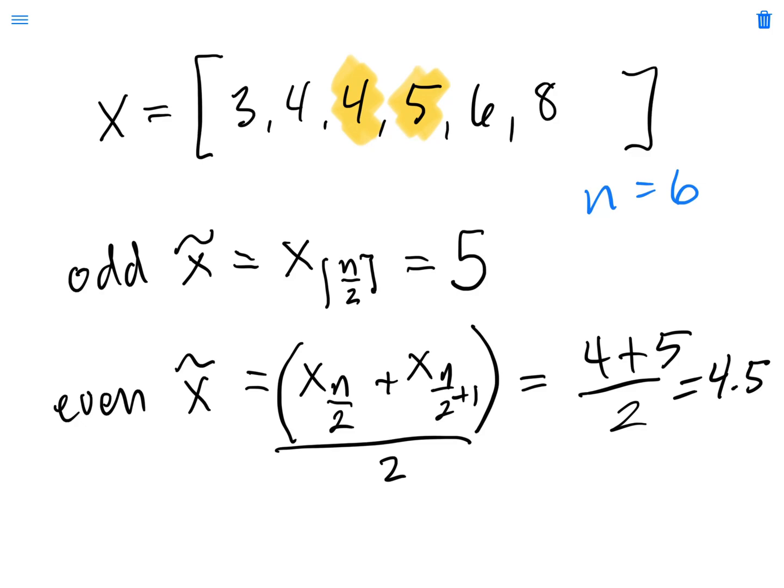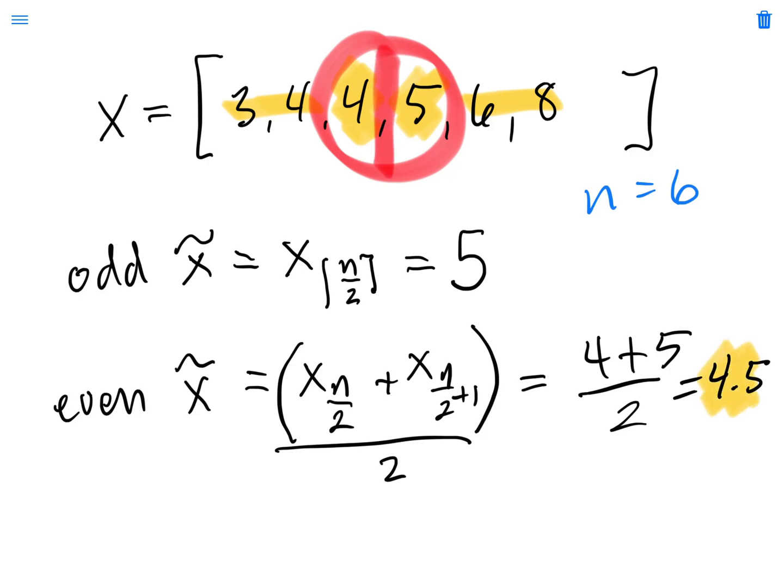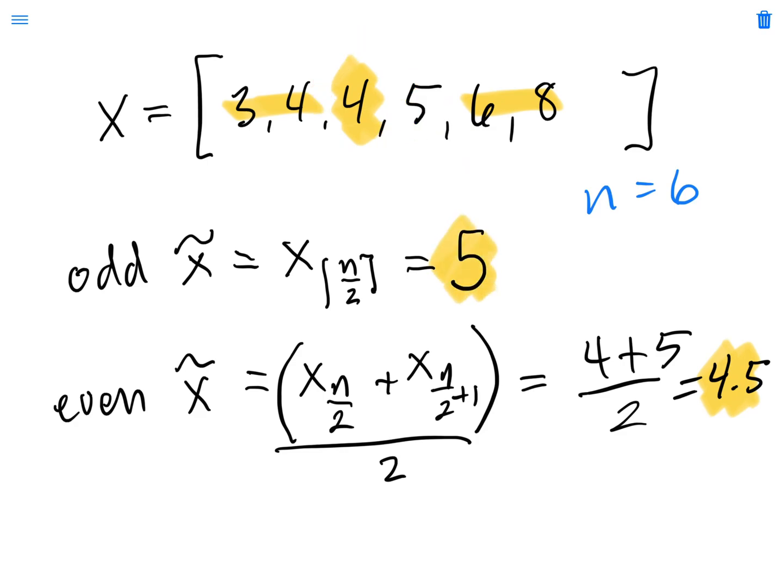So if we have an even number, right, so we have our 2 points down here, and we have our 2 points down here, and unfortunately we don't have one that sits right in the middle, we have 2, so we just find the mean of those 2, or the number that sits right in the middle. And in our case here, that was 4.5. So we have 2 ways of calculating our median, depending on whether our n is odd or even.